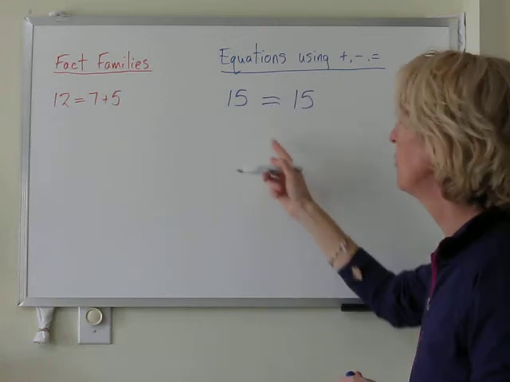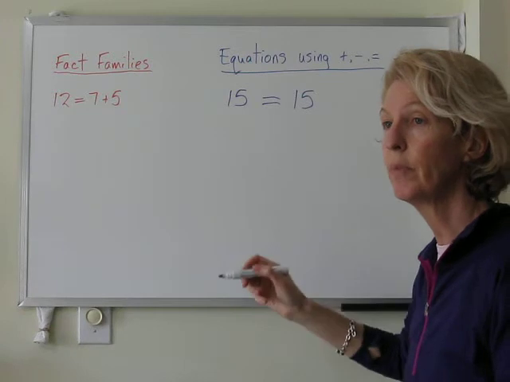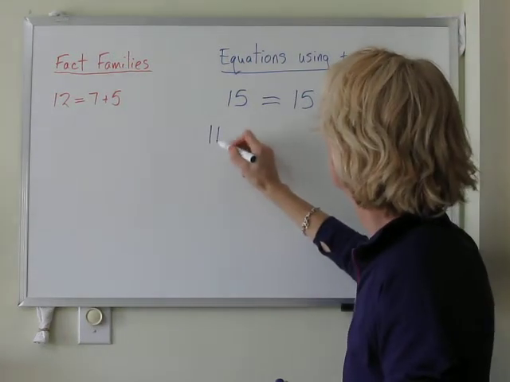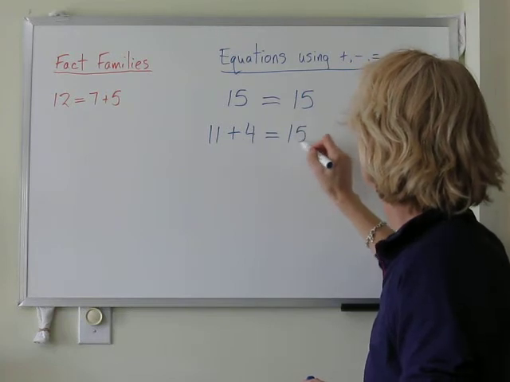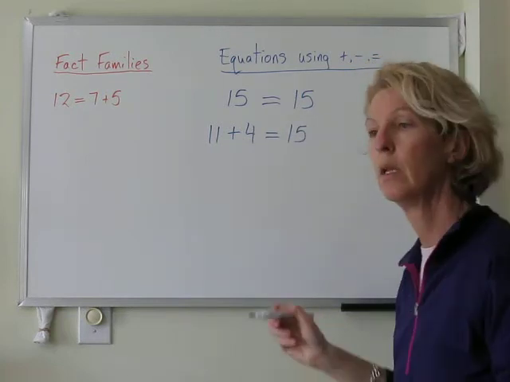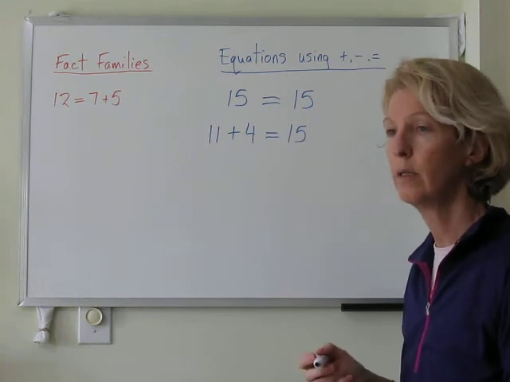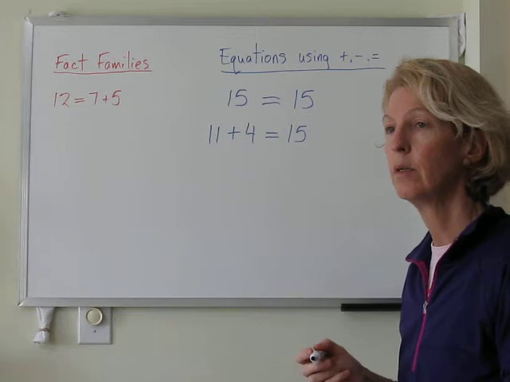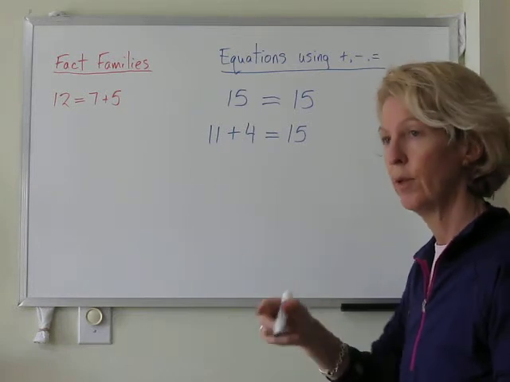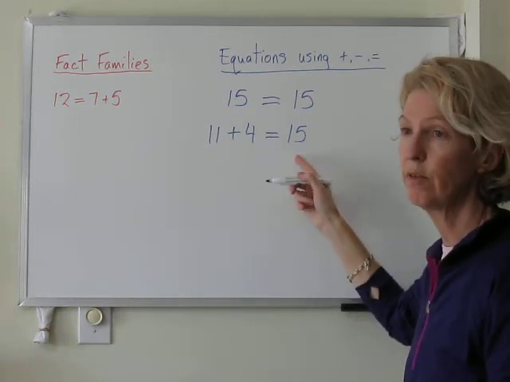Now what we can do is we can mess around with the numbers a little bit, and we can write something like this. 11 plus 4 equals 15. Is this a true statement? Yes. Why? Well, because 11 plus 4 equals 15, and the other side has 15. They're both equal to each other. We've got 15 on this side, and we've got 15 on this side.